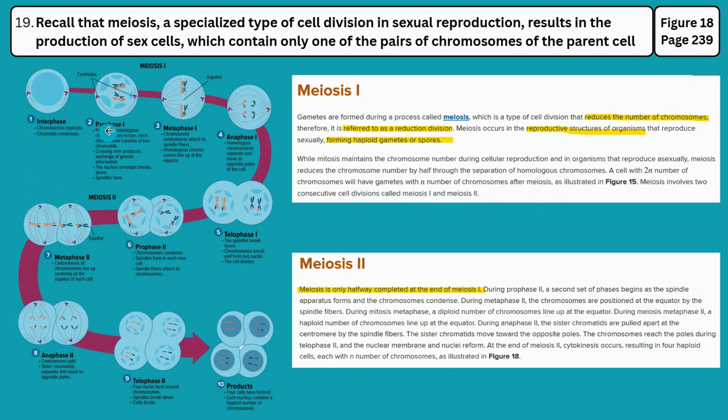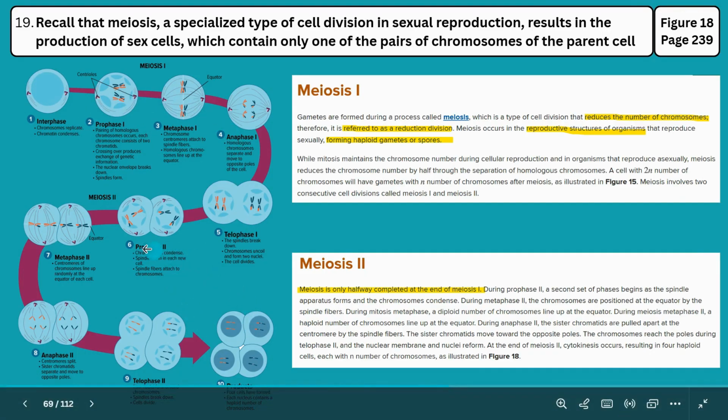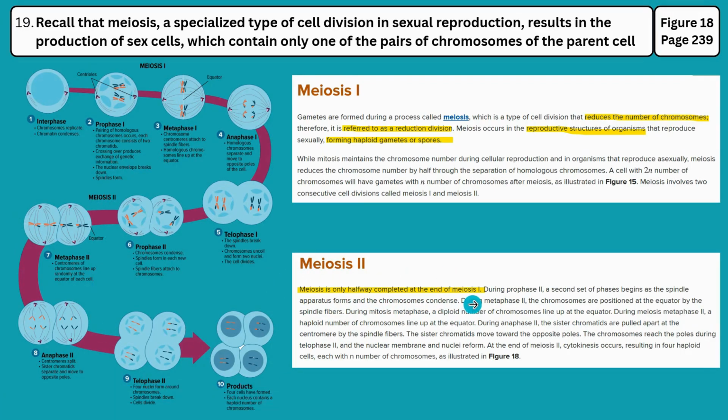It has two cell divisions, meiosis 1 and meiosis 2. Meiosis is only halfway completed at the end of meiosis 1. Now this is similar to mitosis, which we've already studied. Prophase 1 is similar to the prophase of mitosis, then metaphase 1, anaphase 1, and telophase 1. But crossing over has taken place. You see, there is variation. So crossing over is taking place here.